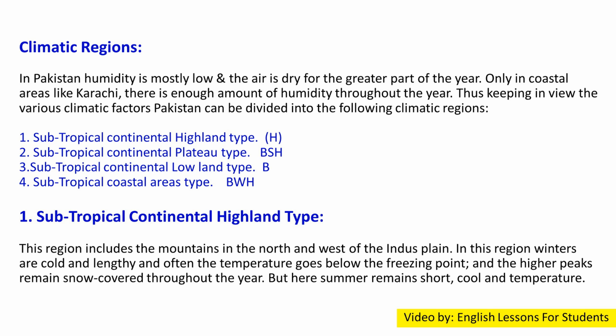Subtropical continental highland type. This region includes the mountains in the north and west of the Indus plain. In this region, winters are cold and lengthy, and often the temperature goes below the freezing point, and the higher peaks remain snow covered throughout the year. But here, summer remains short, cool, and temperate.